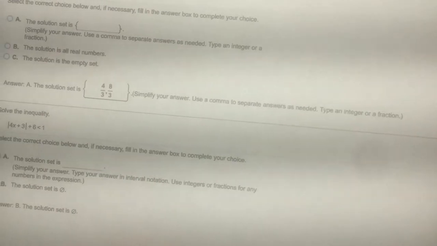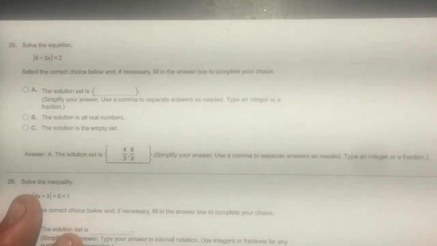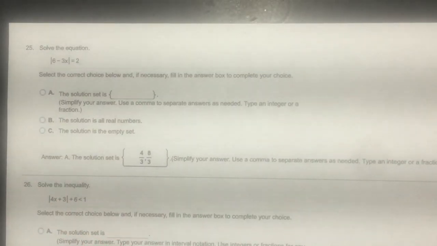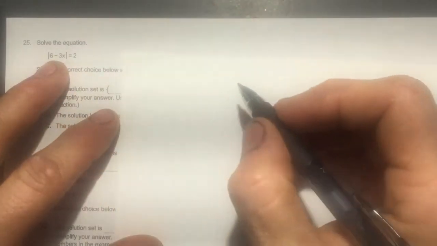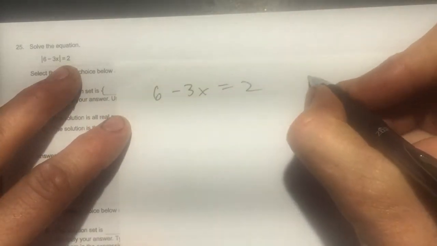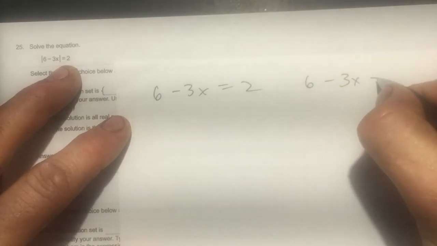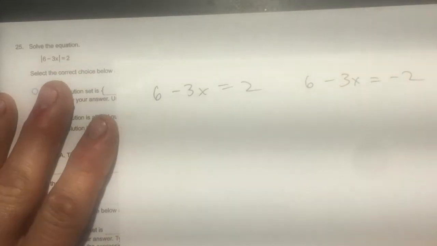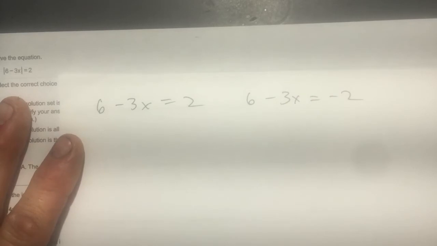All right. Then 25, solve this absolute value equation. All right, now remember, this thing inside could equal 2 or it could equal negative 2. So I'm going to set it up. 6 minus 3x equals 2. 6 minus 3x equals negative 2. We have two solutions there.